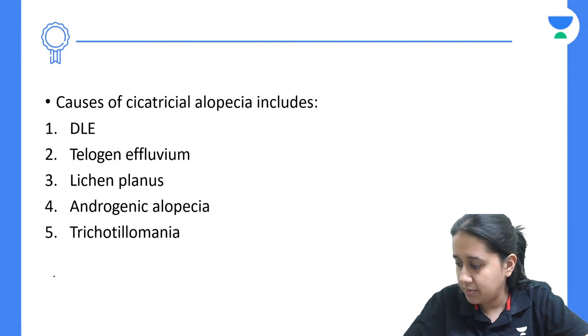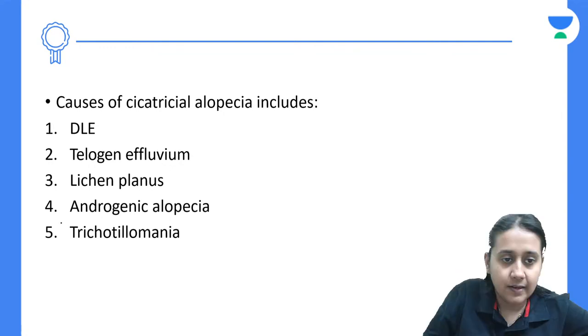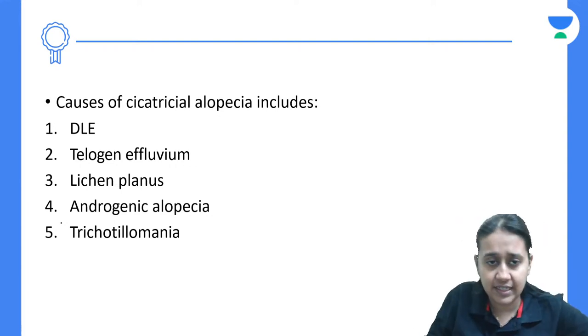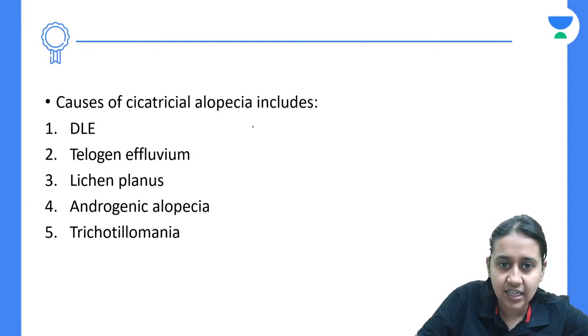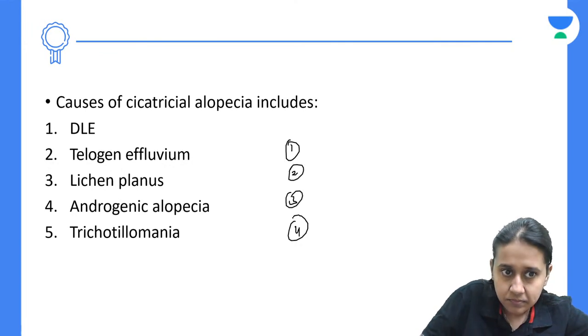Can you answer this question for me? Now this is an old type of question. You can have more than one option correct here. So they are asking you about cicatricial type of alopecia. In which of the following conditions do you see cicatricial alopecia? Please answer among these four.